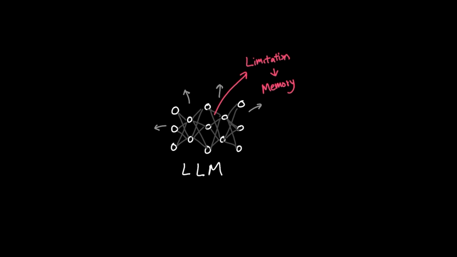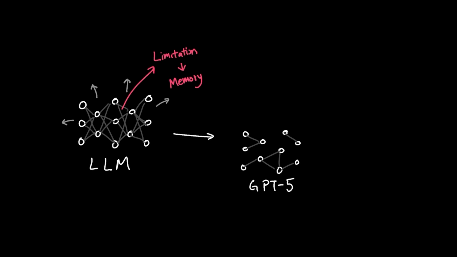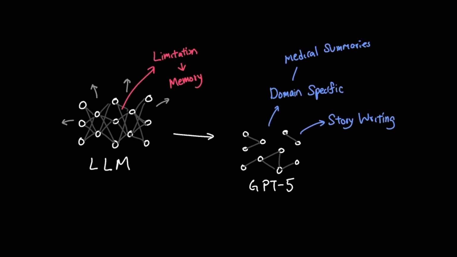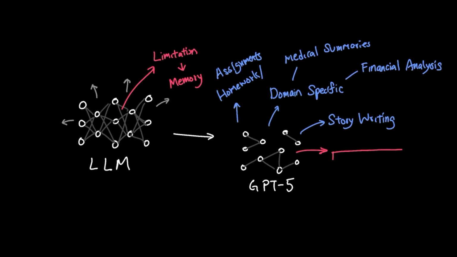While large language models that we use today allow us to work on so many different tasks, there's one big limitation that it has, and that's memory. For example, LLMs like GPT-5 are commonly used for story writing, asking domain-specific questions like medical summaries, financial analysis, or even helping with your homework and assignments. So while GPT-5 is capable of tackling most questions that we throw at them, it's not uncommon to run out of memory. And this memory that we're bound by is called the context window.